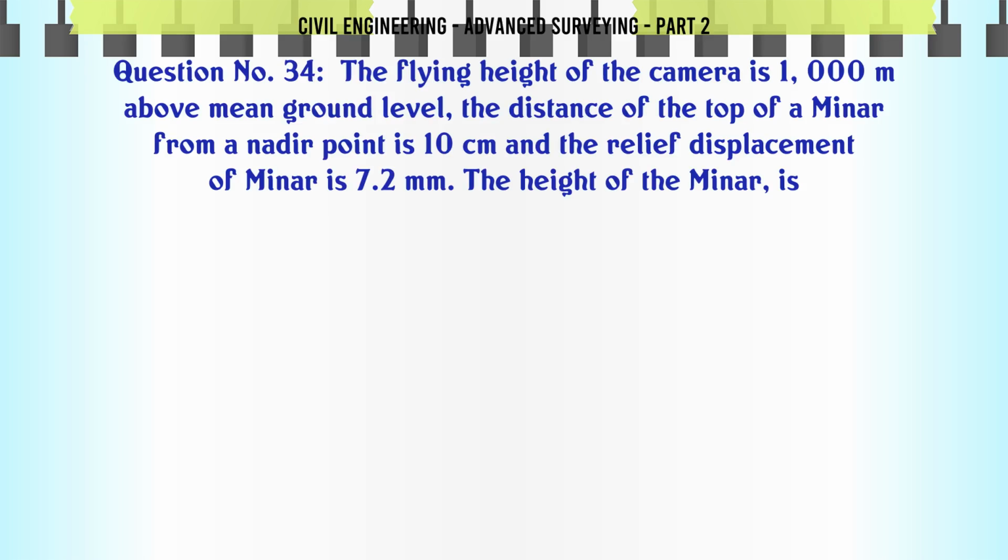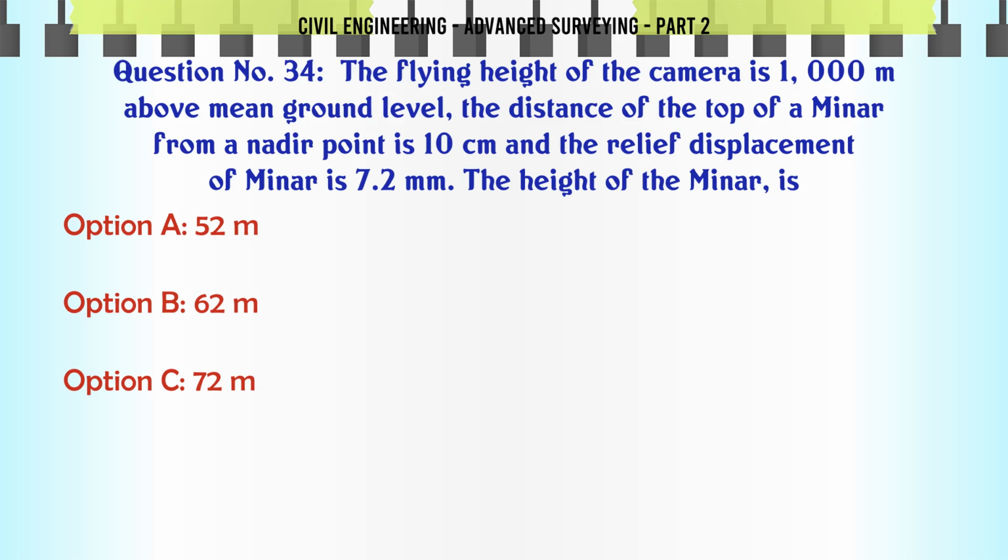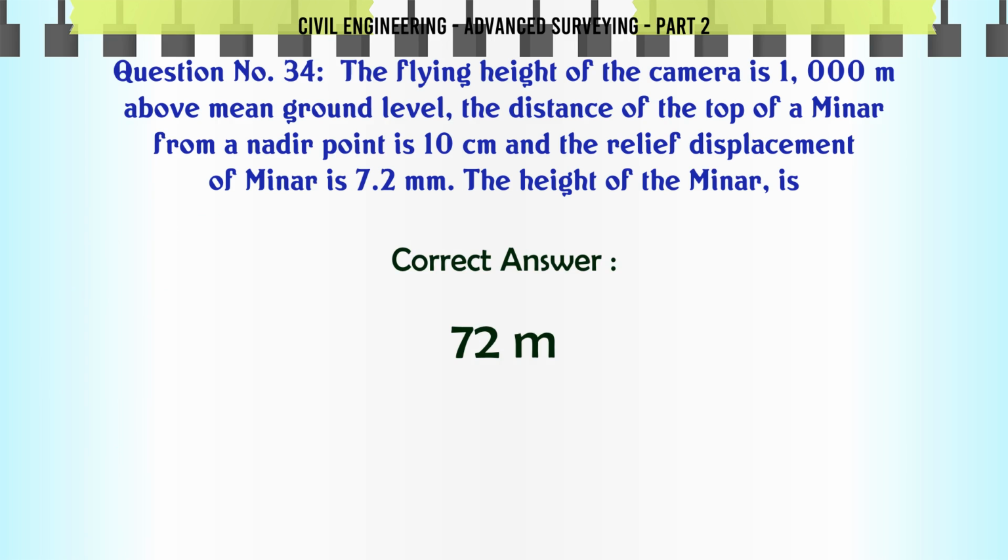The flying height of the camera is 10000 m above mean ground level. The distance of the top of a Minar from a nadir point is 10 cm and the relief displacement of the Minar is 7.2 mm. The height of the Minar is A. 52 m, B. 62 m, C. 72 m, D. 82 m. The correct answer is 72 m.